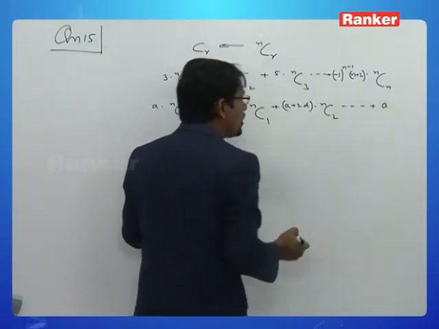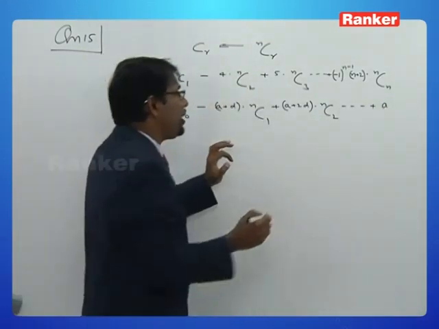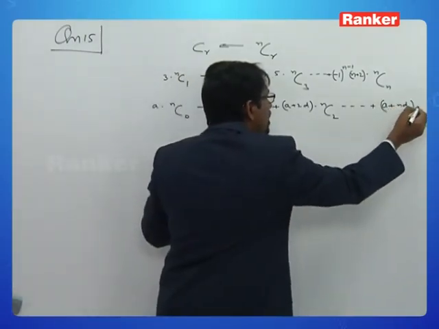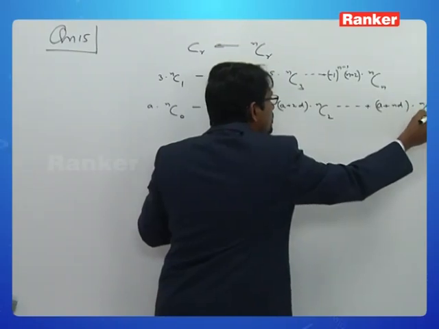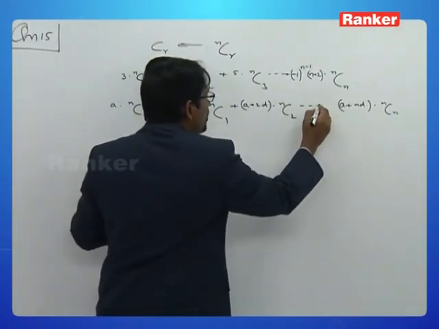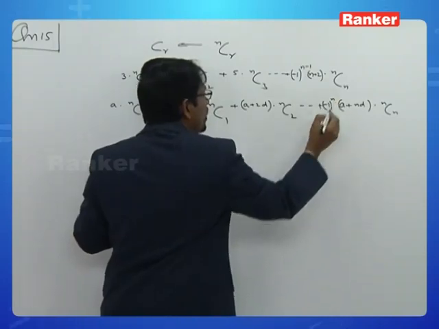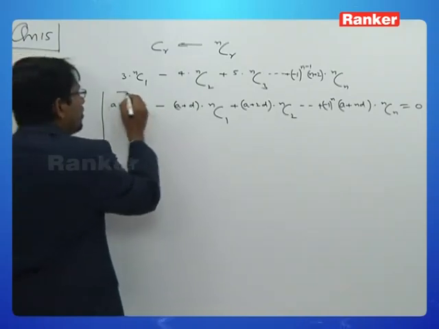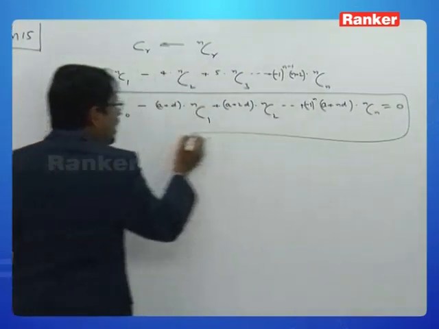A plus nd into nCn multiplied with minus 1 power n here is equal to 0. This is a result, an important result that has to be borne in mind.